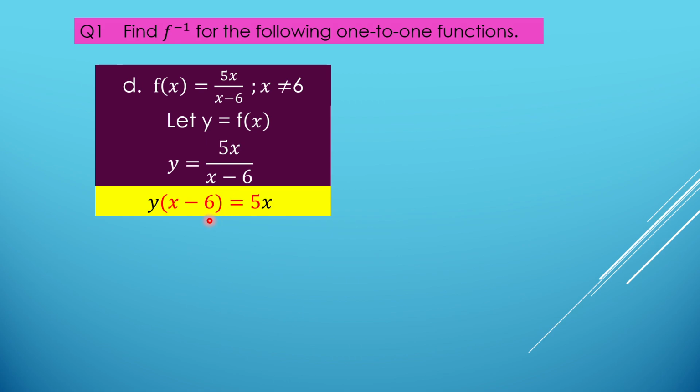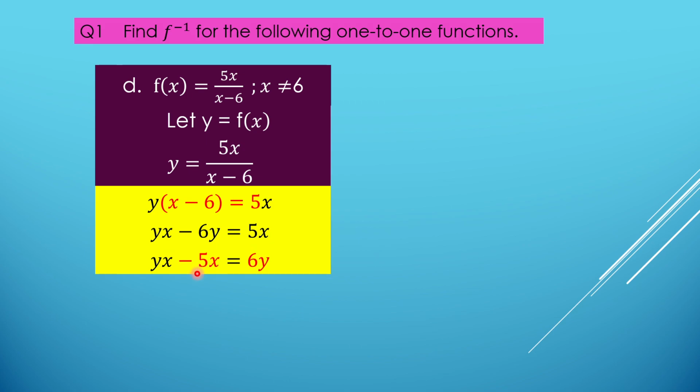Now you can cross multiply. Therefore, you have y in bracket x minus 6 equals 5x. Expand. Now in this equation, you can see two terms with x. Therefore, you need to gather all the x terms to move to the left hand side. Therefore, I'm going to move the 5x to the left, and negative 6y, which doesn't have any x, move it to the right hand side.